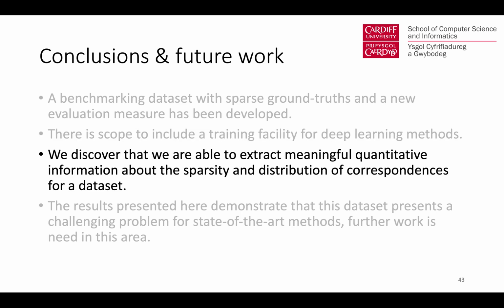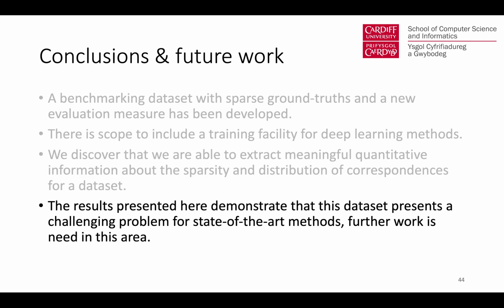We discovered that we're able to extract meaningful quantitative information about the sparsity and distribution of correspondences for a dataset, in addition to the accuracy of correspondences. And the results presented here demonstrate that this dataset presents a challenging problem for even state-of-the-art methods, and that shows that there's a need for further research in this area.